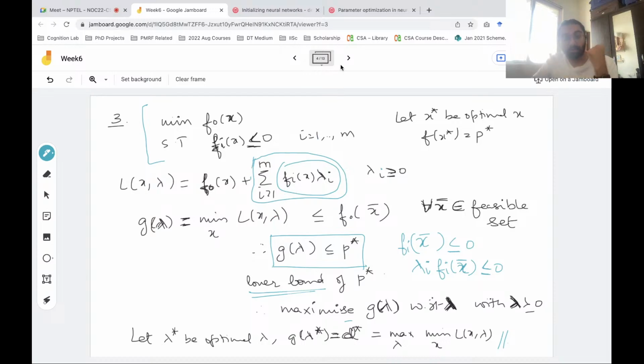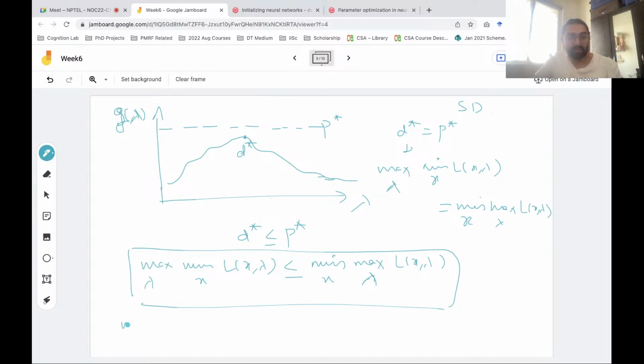Now, the biggest advantage of doing that is that g of lambda is always a concave function. So you're maximizing a concave function over this lambda space, and you will always have a single maximum, which you will be able to find.